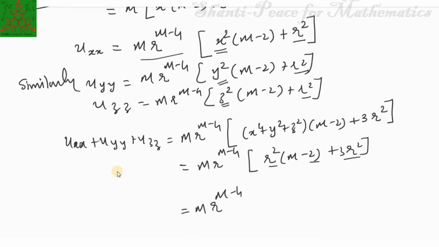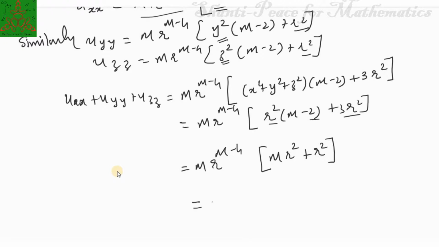The minus 2 will add with the 3, so that gives me m r power m minus 4, (m r squared plus r squared), and you just note that this r squared will be common. So that's why it is m into (m plus 1) into r raised to m minus 4 plus 2. So that's why it is m into (m plus 1) r raised to m minus 2.